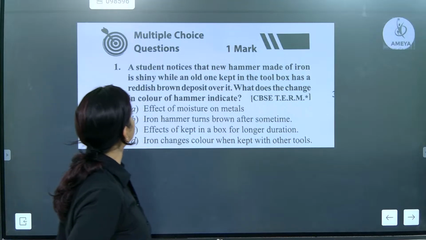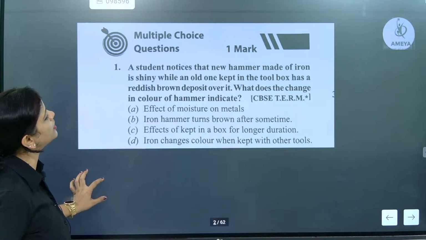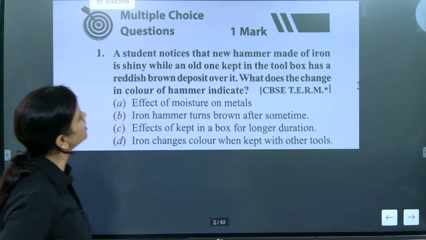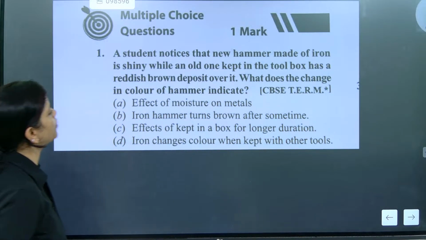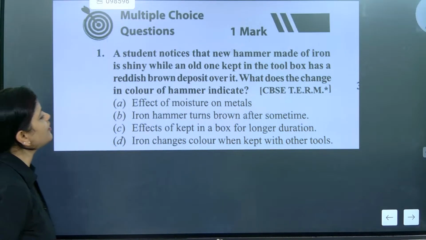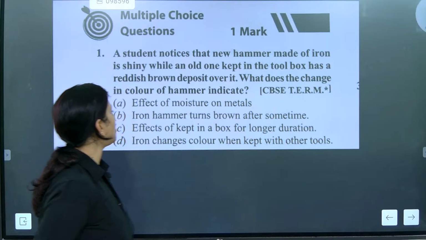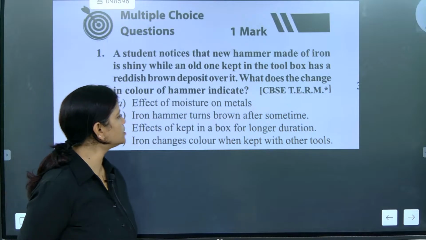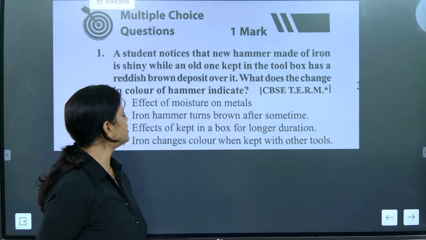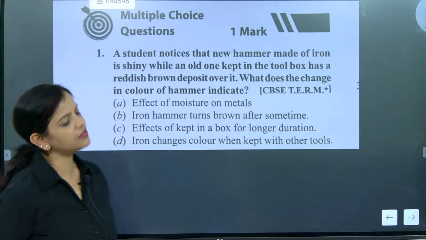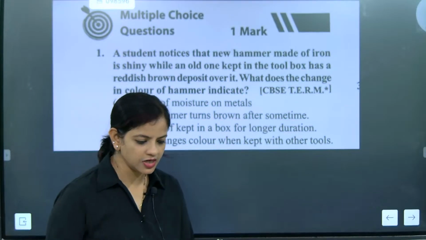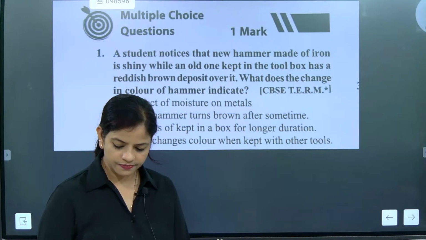The first question is: a student noticed that a new hammer made of iron is shiny, while an old one kept in the toolbox has a reddish brown deposit over it. What does the change in color of the hammer indicate? Effect of moisture on metal. Iron hammer turned brown after some time. Effect of being kept in a box for a longer duration. Iron changed color when kept with other tools. What is the correct answer? Come on, go for it.